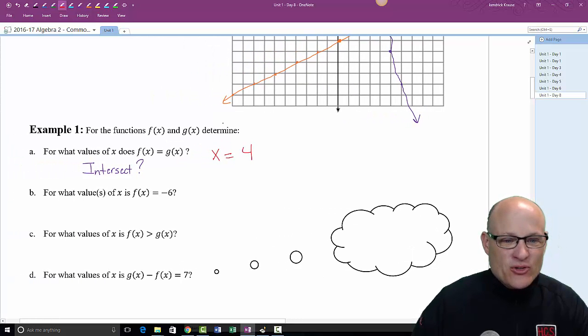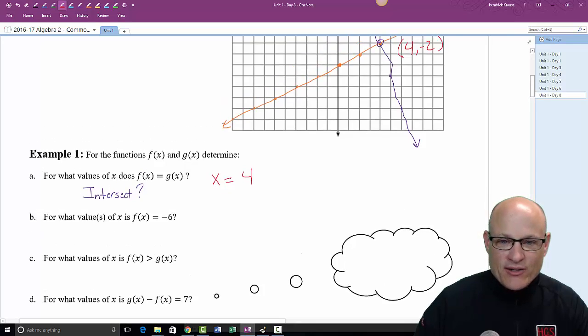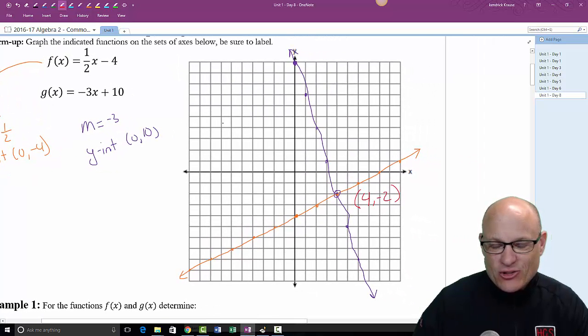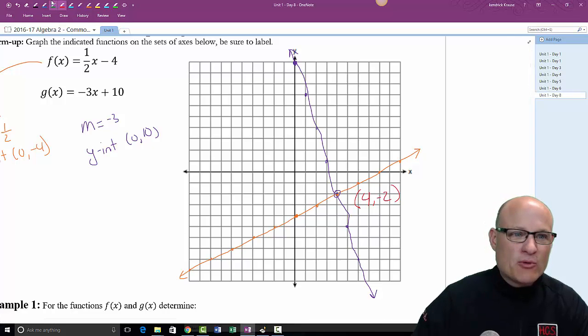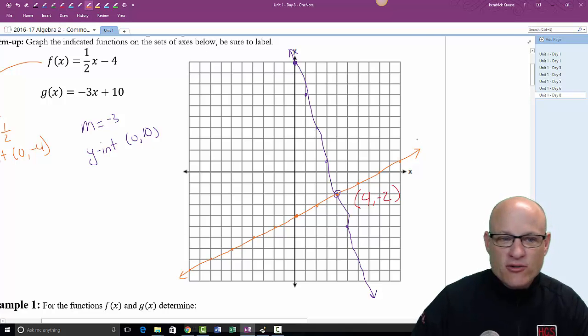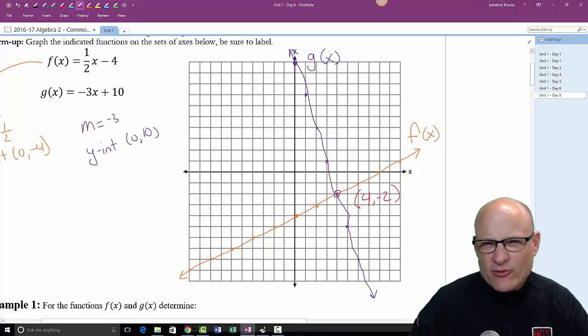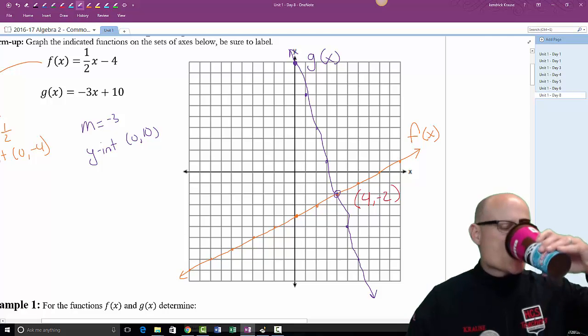The next question: for what values of x does f of x equal -6? What I probably failed to do is label which one's f of x and which one's g of x. So probably what I need to do is go back and say, okay, you're f of x, and you are g of x. Now it'll be a little bit easier for me to answer that question.